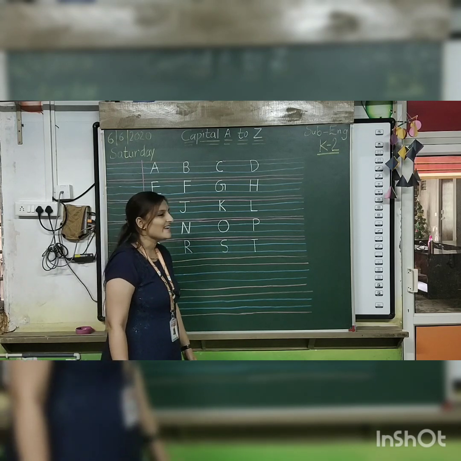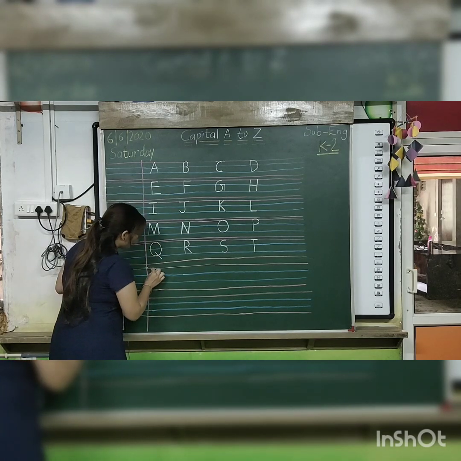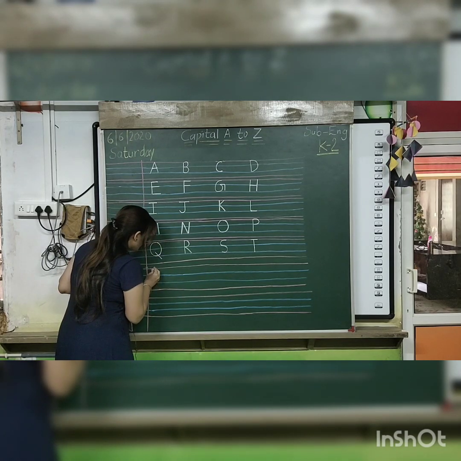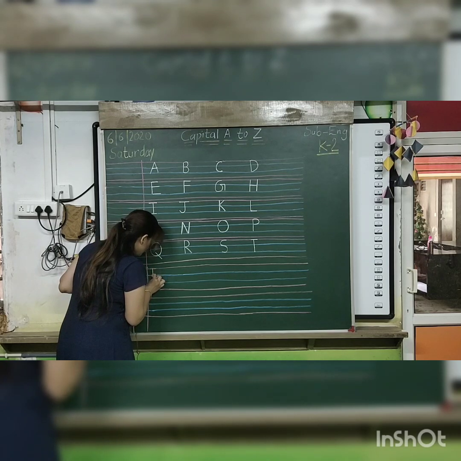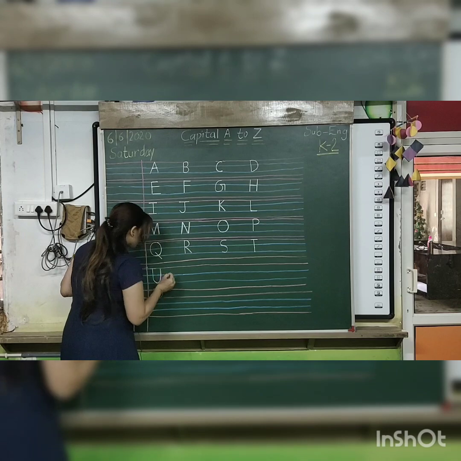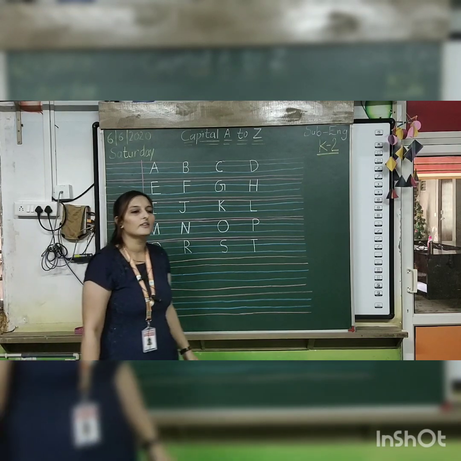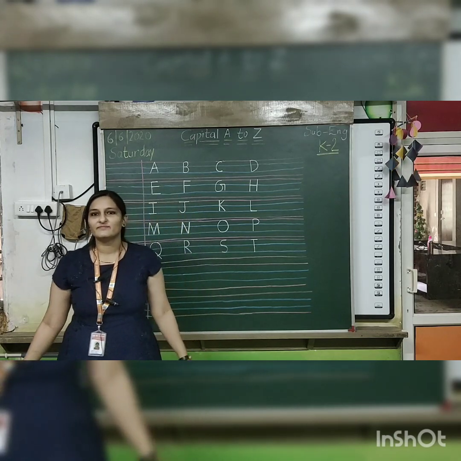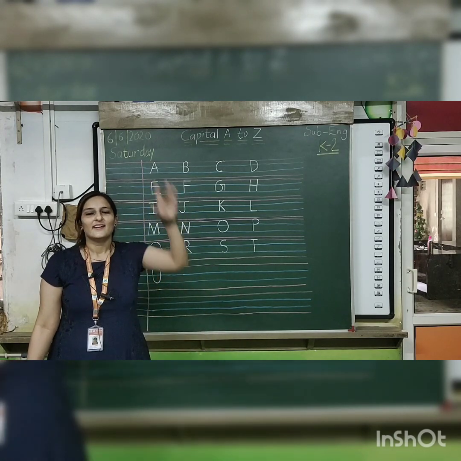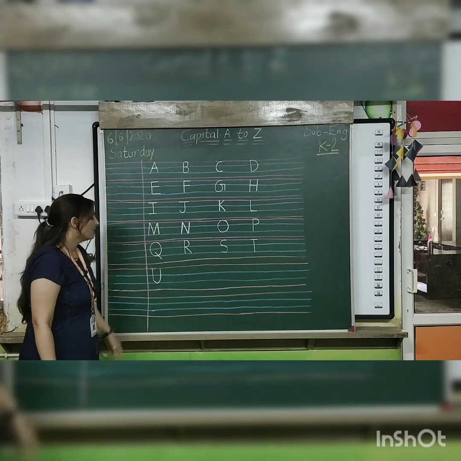T for tiger. Next, in this line only, start from red line, going to blue line, then again curve, come up to red line. U for umbrella. When we use umbrella at home or outside? When it rains. U for umbrella.